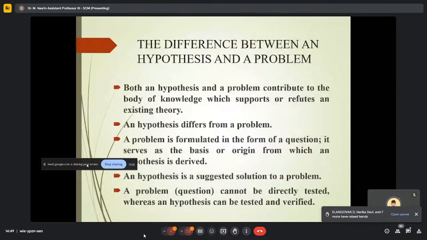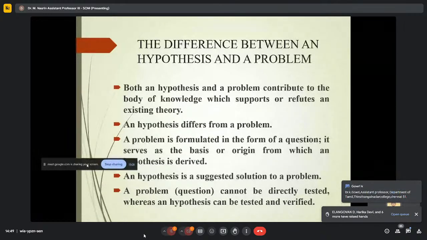So there is a difference between a hypothesis and a problem. A hypothesis is just an assumption, but a problem statement is what exactly happened. So that is what is given here. A problem can be in the form of a question, but a hypothesis will be in the form of a statement which is derived from the problem. So what is the problem? Based on the problem only, the hypothesis will be made to test the existing theory and your knowledge.